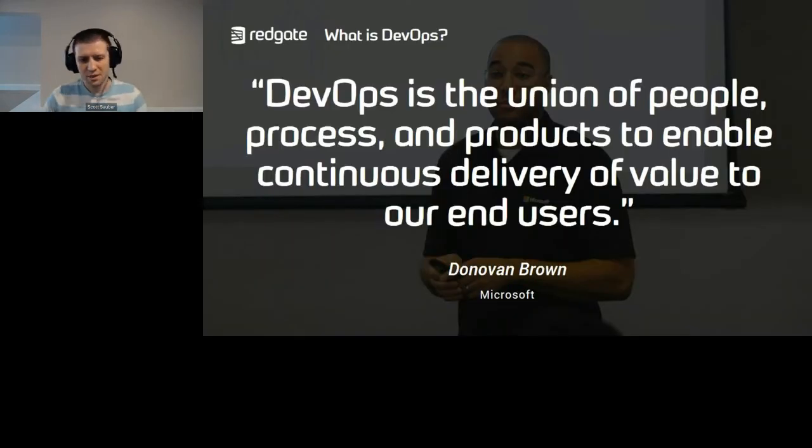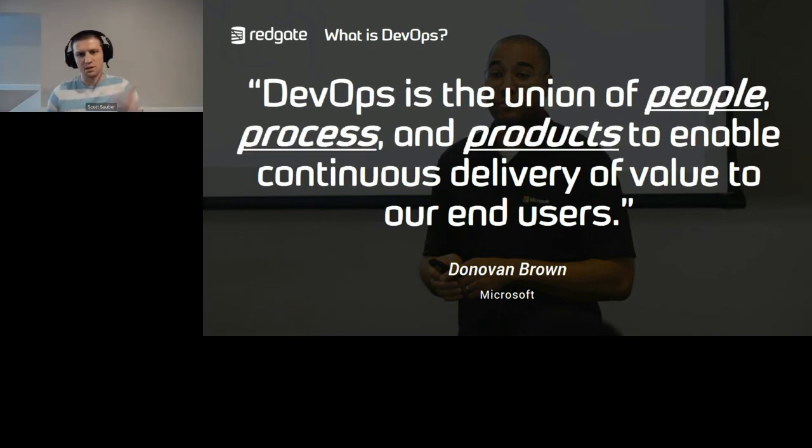So if we agree that this is a problem, let's talk about what DevOps is and how it can solve some of these issues. I really like this definition of what DevOps is by Donovan Brown, who I believe is speaking later today. He said that DevOps is the union of people, process, and products to enable continuous delivery of value to our end users. So let's hit that first part real quick.